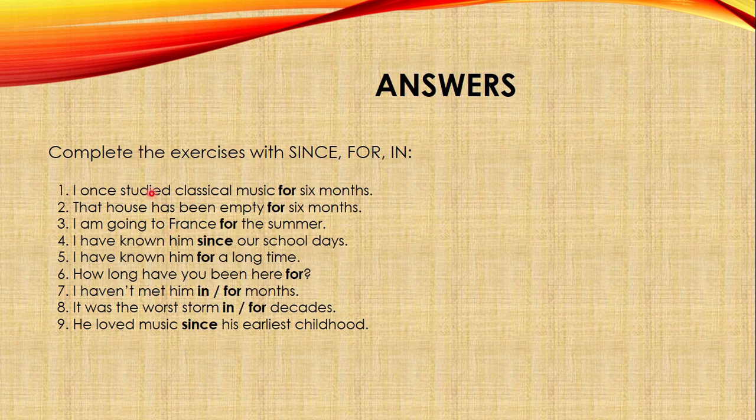I once studied classical music for 6 months, durante 6 meses. That house has been empty for 6 months, duration of time. I am going to France for the summer. ¿Por qué for? Porque aquí mucho cuidado, estoy utilizando future con going to. Me voy a ir a Francia durante el verano.